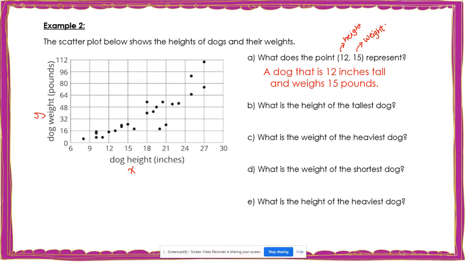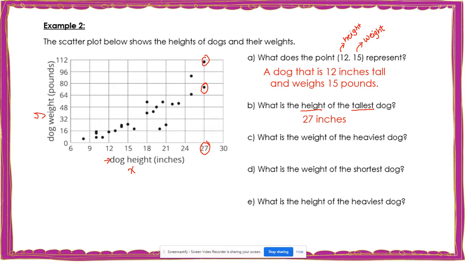B says, what is the height of the tallest dog? Now you have to be very careful here. This is asking for the height of the tallest dog. Well, height is going to be right here on our x-axis. So if I'm looking for the tallest dog, I'm looking for the point that is furthest to the right. I see that there are actually 2 points that look to be furthest to the right, and they're about the same on the x-axis. If I look at them down here on the x-axis, they are at 27. That would tell me that the tallest dog is 27 inches tall.